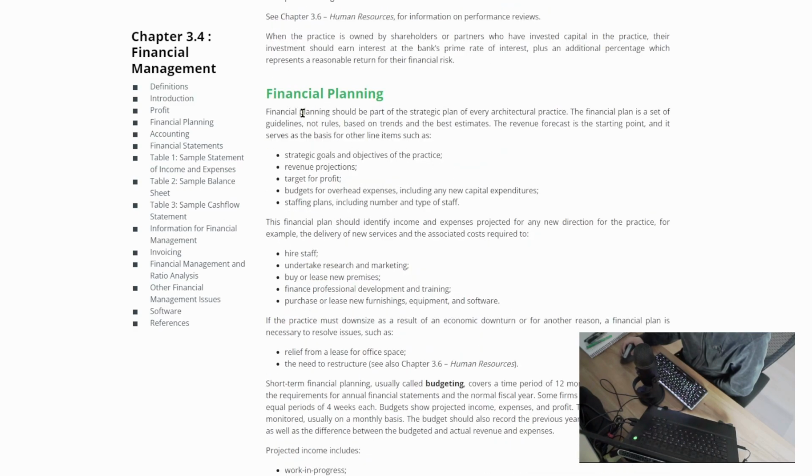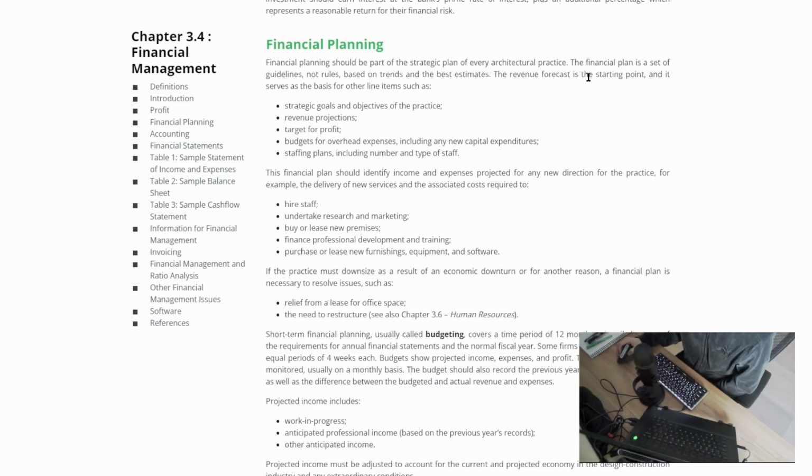Financial planning. Financial planning should be part of the strategic plan of every architectural practice. The financial plan is a set of guidelines, not rules, based on trends and the best estimates.